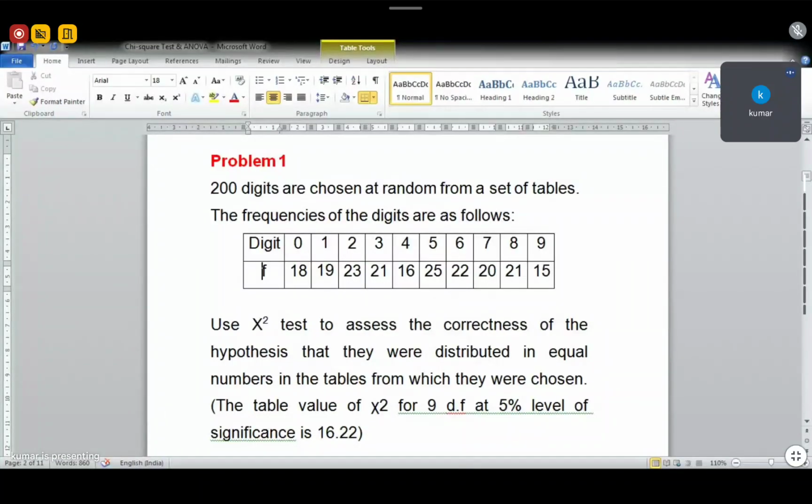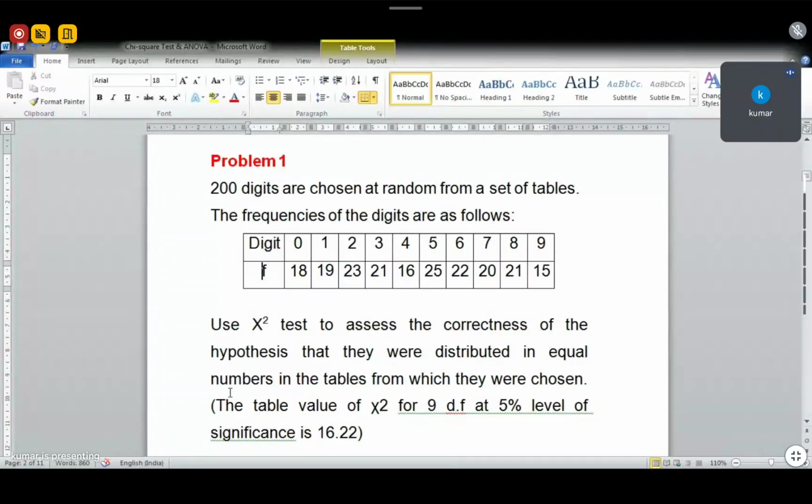200 digits are chosen at random from a set. Which page number is this question on? It is not there in your book. It is a separate problem. For your practice, I have given it. So by seeing that, you can just work out straight away. I will tell you how to do this.